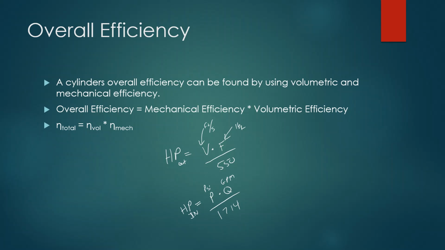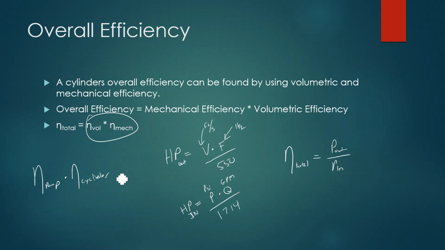Okay, so we can find total efficiency, which would be equal to our power out over power in. But there's another way. If we know the volumetric efficiency and we know the mechanical efficiency, then we can just multiply these two together. Okay? And multiplying efficiencies is something we do quite often because let's say we know the total efficiency of a pump and the total efficiency of a cylinder.